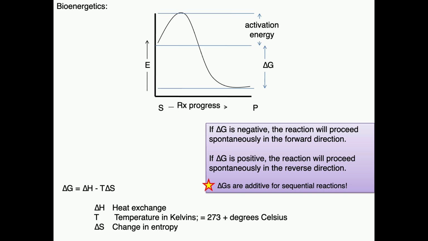Delta G's are additive for sequential reactions, and that has some important implications for fuel oxidation generally. And then as we go into the kinetics, as we talk about the enzyme catalyzed reactions in more detail, the ability of enzymes to link reactions together has some implications for energetics.